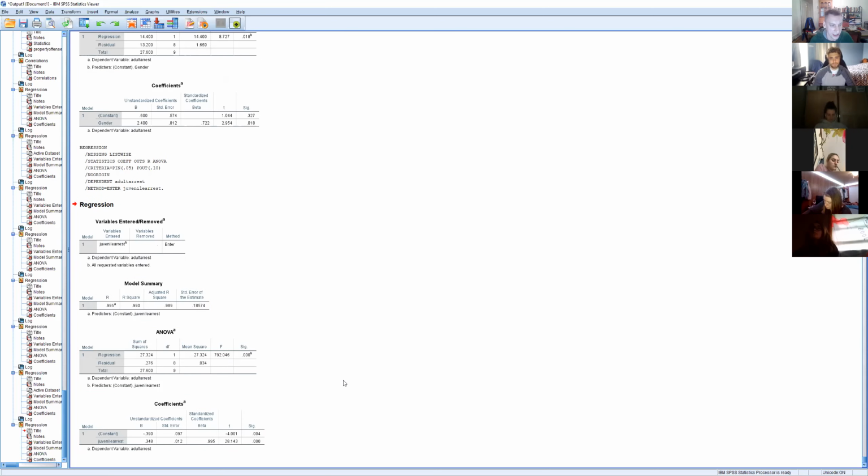And F also gives you a sense of whether you're explaining a significant proportion of the variation. At 99%, I would say that's statistically significant. Then finally, we get back down again to these beta coefficients here.